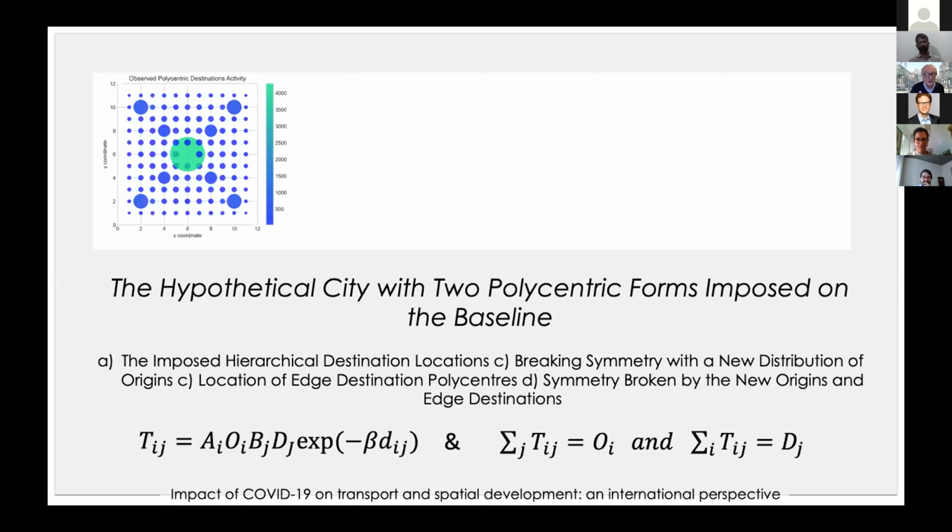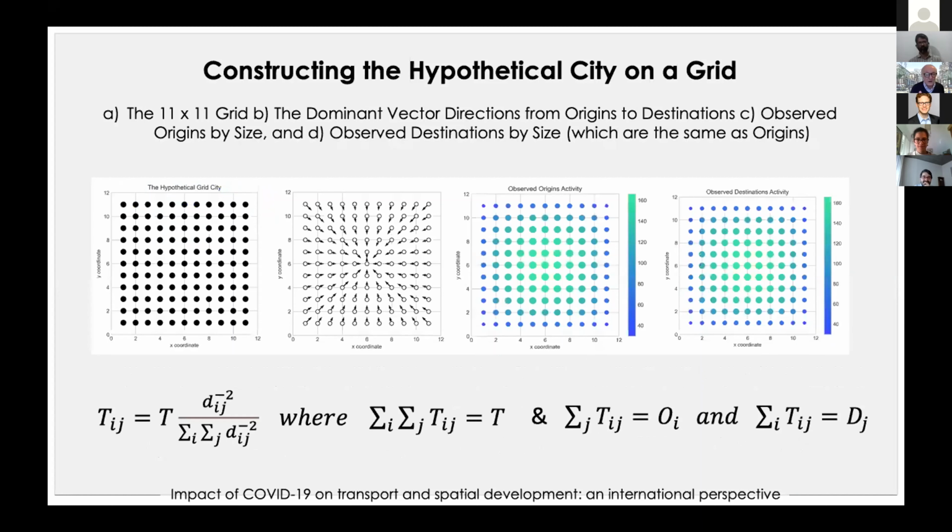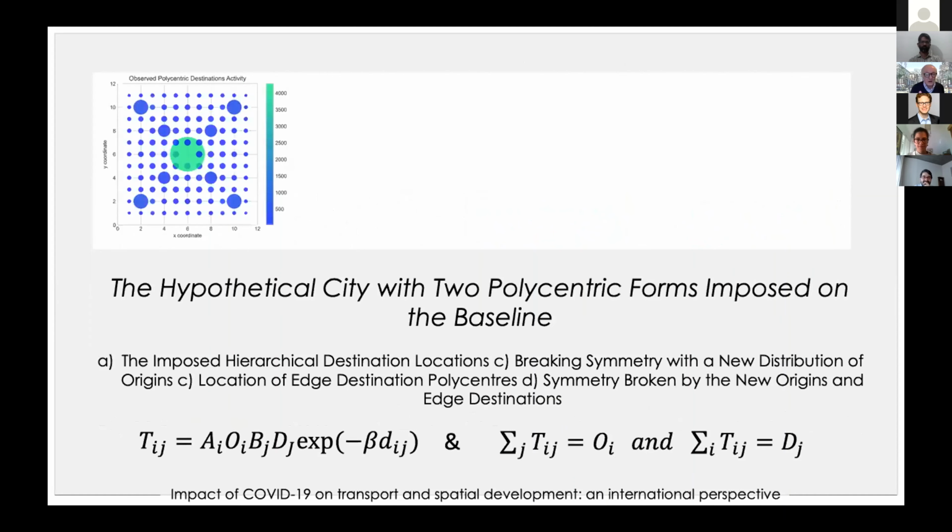Let me just go back one. If you look at the observed origins in the middle there, and the observed destinations, which are the same, we change the destinations by imposing this hierarchy on the structure. I should say that one of the key features I've discovered in using this model and playing around with it is that it's very difficult to break the symmetry.